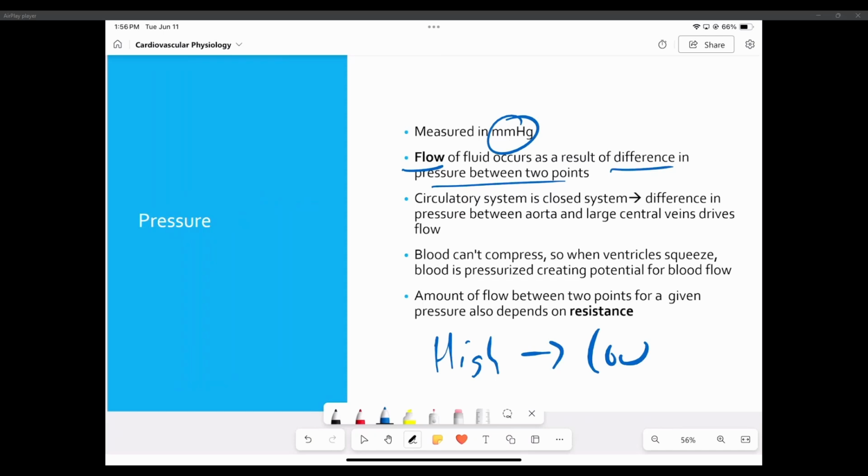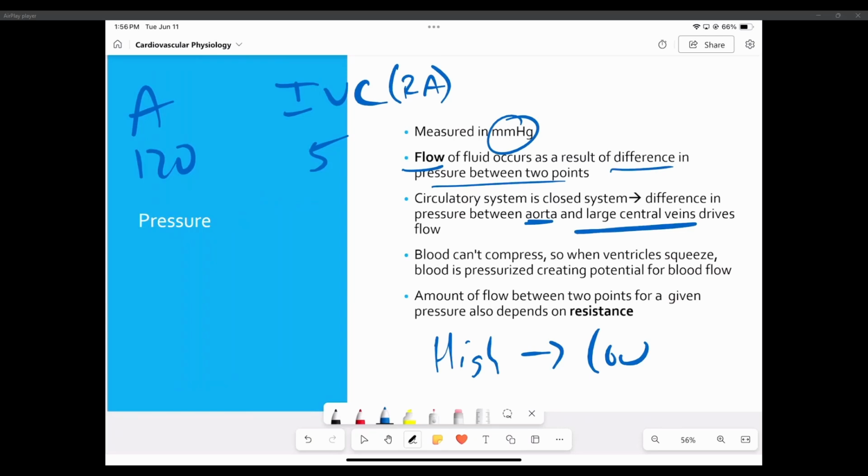Our entire cardiovascular system is closed, so whatever goes in has to go out. And because it's all a closed system, the difference between the aorta and the large central veins, your IVC, is what drives the flow through the entire cardiovascular system. For example, the aortic pressure, let's say, is about 120. IVC, we also call it right atrial pressure, is about 5. That difference allows for flow to go from the aorta through the entire body back up to the IVC.